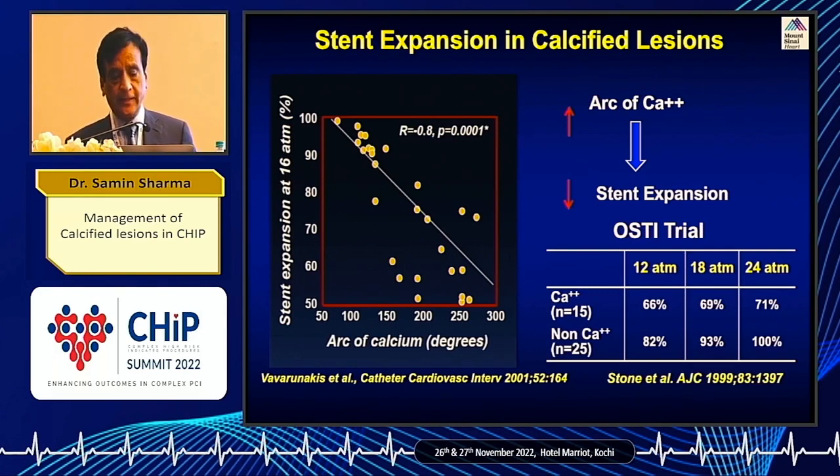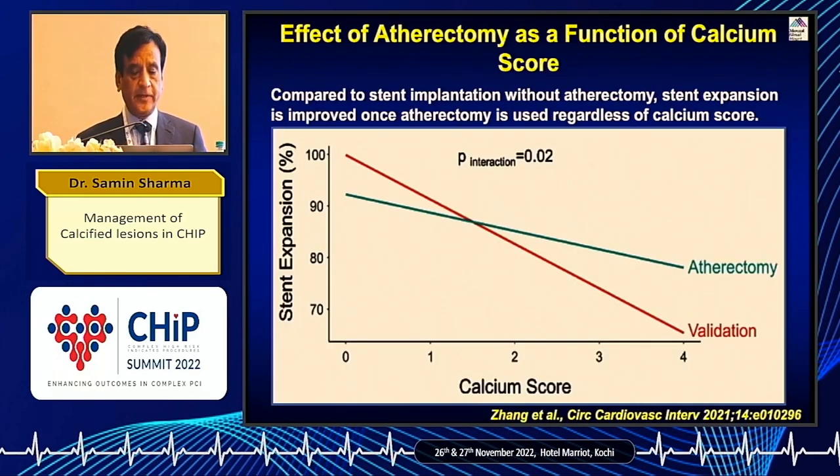As you can see here in the calcific lesion, going up to 24 atmospheres, stent expansion is still 70%. And it has also been shown that irrespective of the calcium, once you use atherectomy, it will give rise to better stent expansion. So those are the additional data we have in the treatment of these cases.